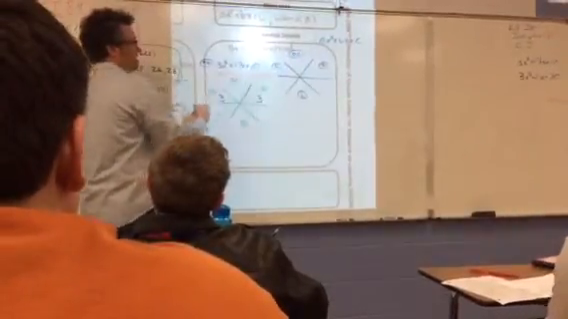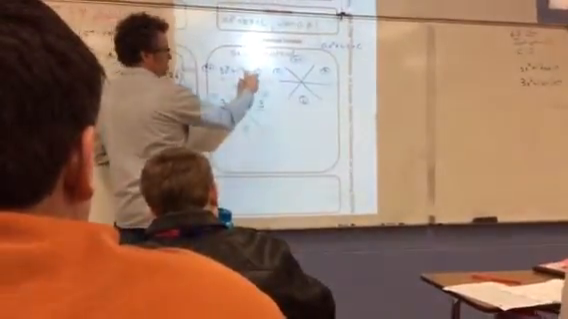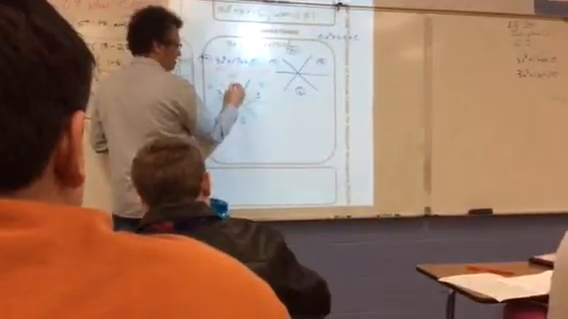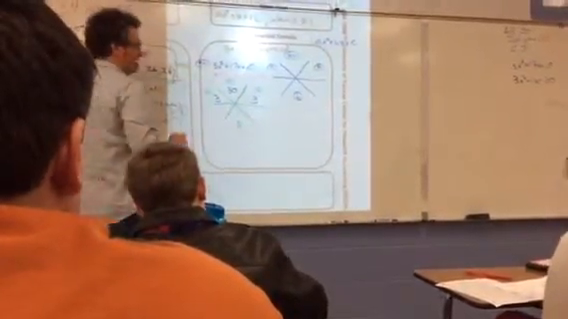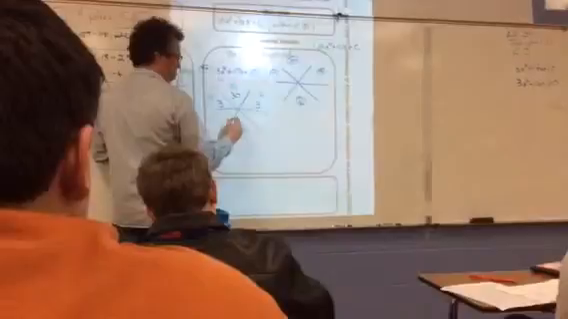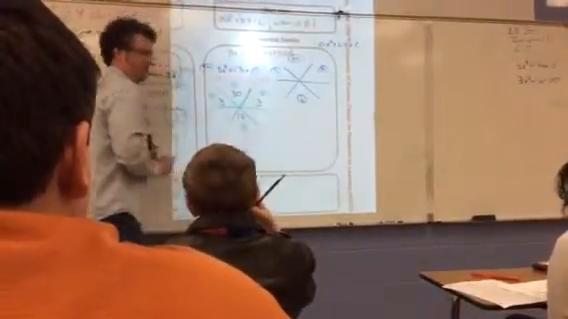What is A and C? 3 times 10, which is 30. So 30 is going to go right there. And what is B? 17. So 17 goes right there.